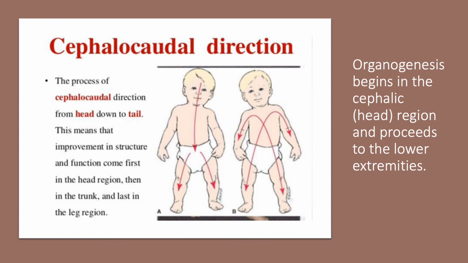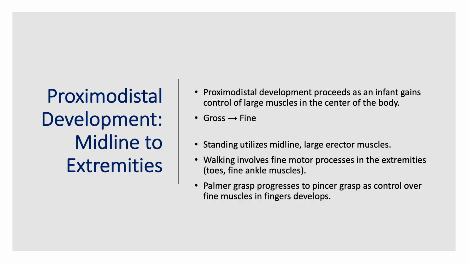In the proximal distal trend, you're looking at development from the midline out. So what you see is that control and development of the core structures in the middle of the body, the central nervous system, the muscles closer to the spine, they get control over those before they get control over the fine muscles in the extremities. So this gives us some understanding of why we see things develop the way they do.